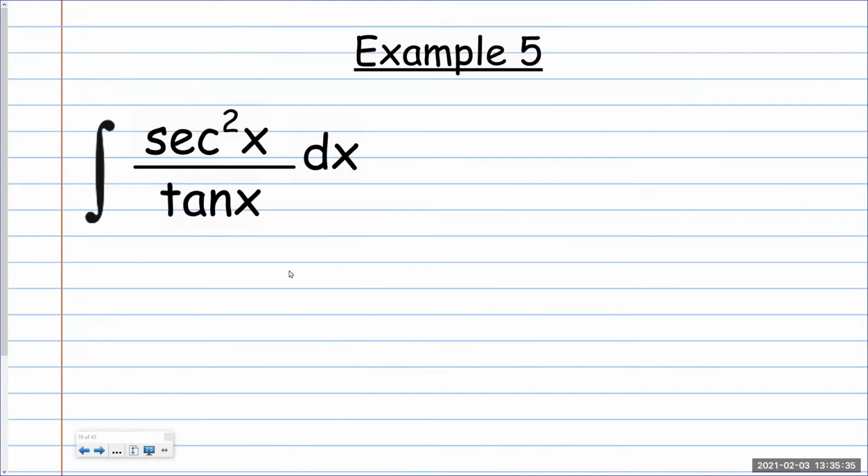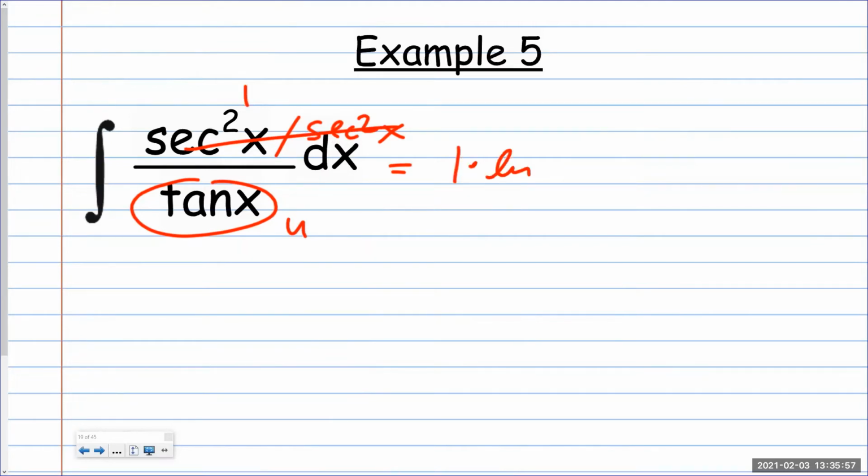Okay. Did I skip a problem, or is this the next one? Okay. So guys, let's try ln on this one. This is going to be my u. The derivative of tangent x is what? Secant squared x. Question, do my x's cancel out on the top? Why, yes, they do. So that answer is going to be 1 times, I don't have to put 1 times, ln of the whole bottom, which is tangent x plus c.